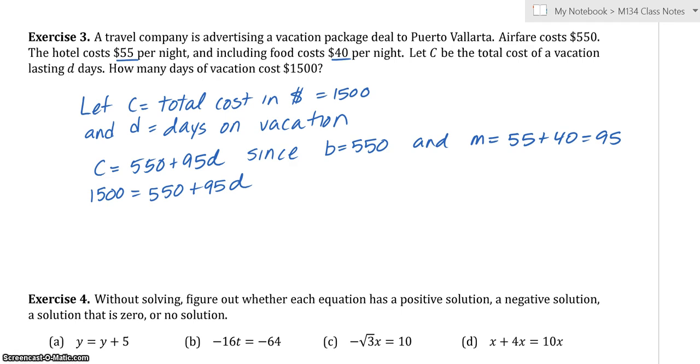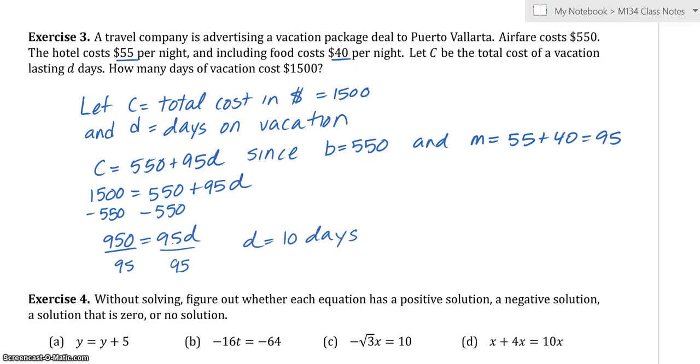The one benefit of keeping the C is if they have a part A, part B, part C, where there's many different choices for cost, and you want to try each one out. So let's go ahead and solve this. So I subtracted 550 divided by 95, and we get 10. It takes 10 days to add up to $1,500 with this scenario.